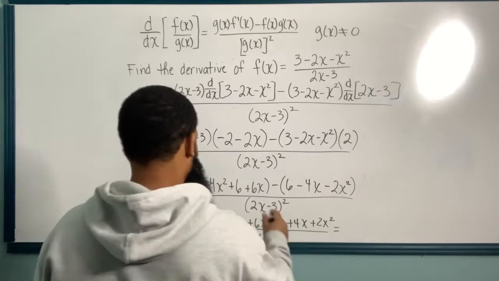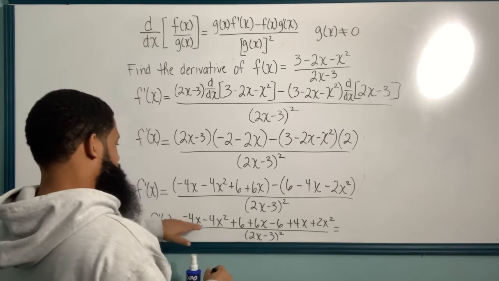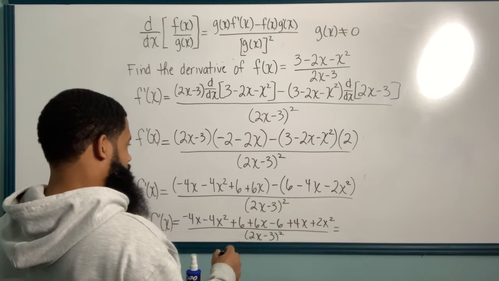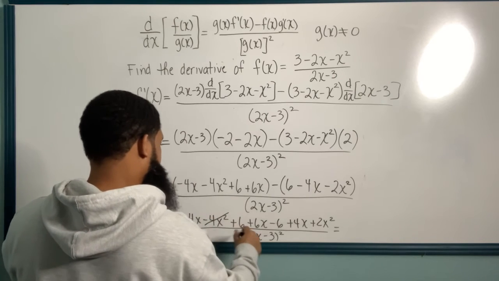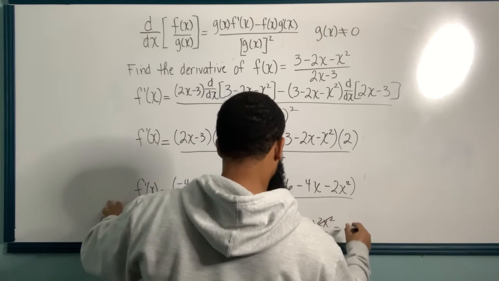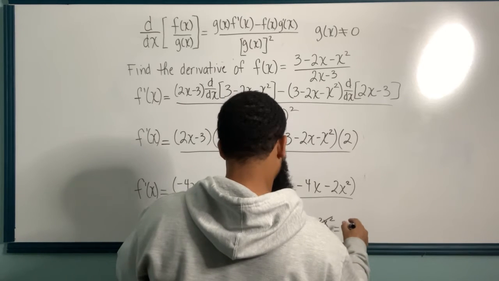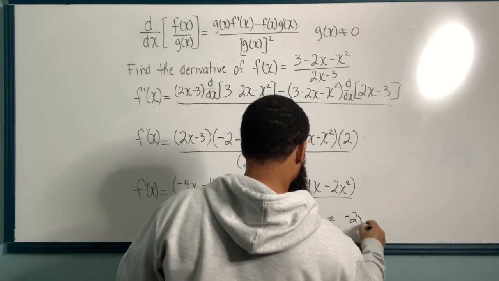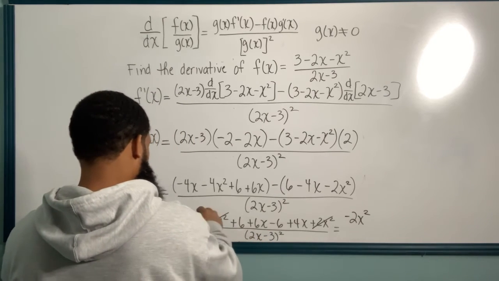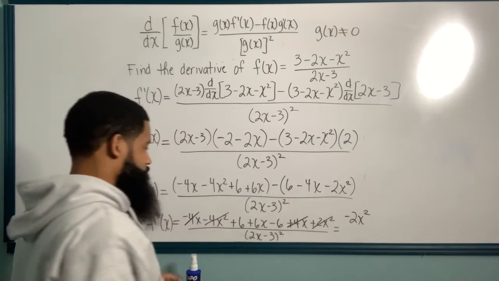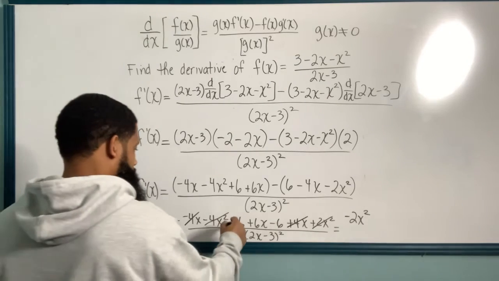All right, so then now we just simplify. Let's put together the like terms. Notice we have the negative 4x squared plus 2x squared. So that negative 4 plus 2 is negative 2x squared. Now let's look at the x's. Notice this is negative 4x. This is positive 4x. So they cancel.